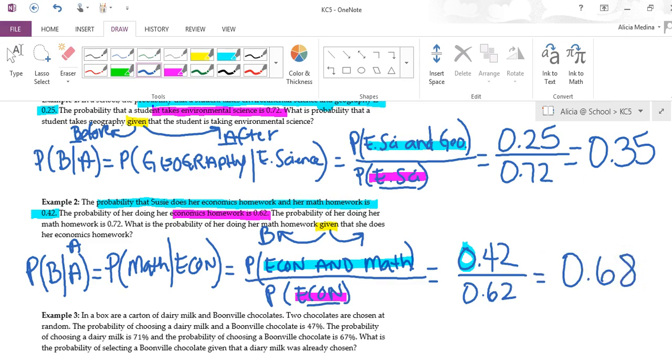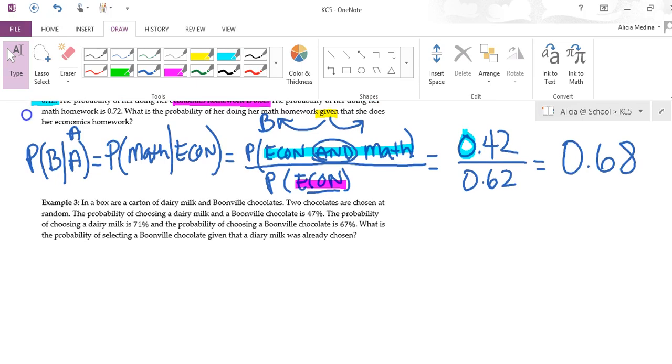What's nice is that anytime you see that and already given at the top, that's already been multiplied. They already multiplied our 0.62 and our 0.72 together. They've already done that work for us.